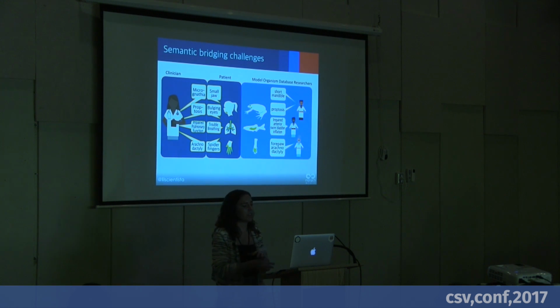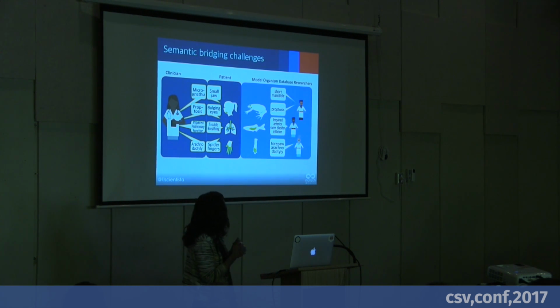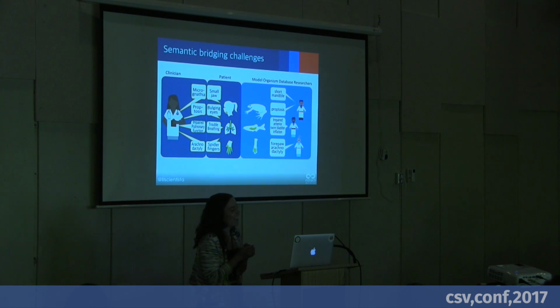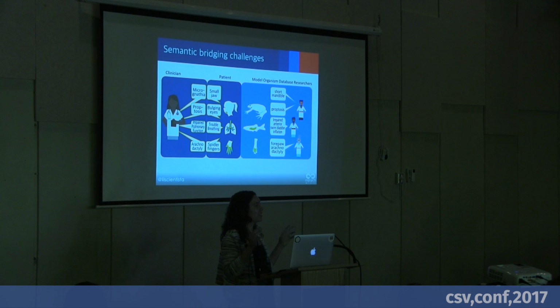Here's another example of what a semantic bridging challenge looks like. Say we have a model organism researcher who is studying frogs, and he has a frog that has a short jaw, bulging eyes, trouble breathing, and spider fingers. And say this researcher knows the genetic cause of all of these symptoms. And then we also have a patient that goes to the doctor and has the exact same symptoms.